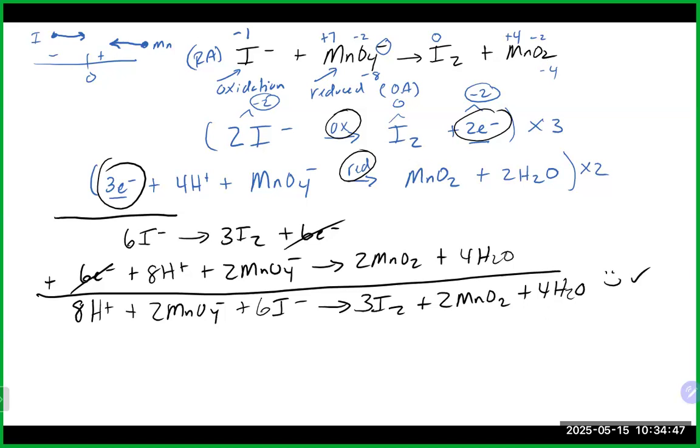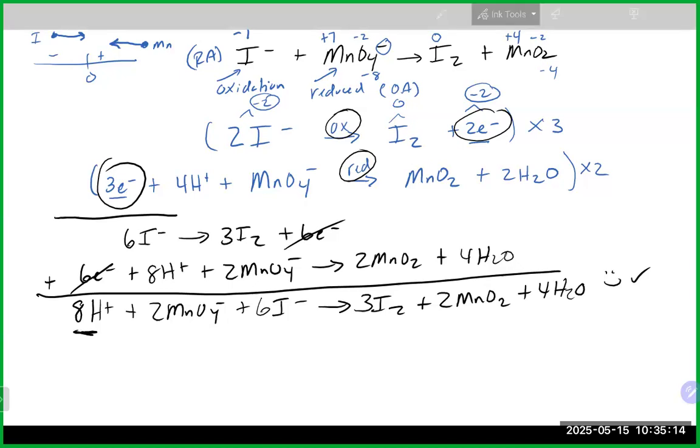And everything is balanced. We have 8 hydrogens on both sides, 2 Mns, 8 oxygens on each side, and 6 iodines on each side. Overall charge on the left-hand side is 0, and overall charge on the right-hand side is 0. So again, it's balanced the two ways it needs to be balanced, and it is balanced in acidic conditions. Once again, I know it's acidic because I see the H plus in there. In this case, though, we did want basic.